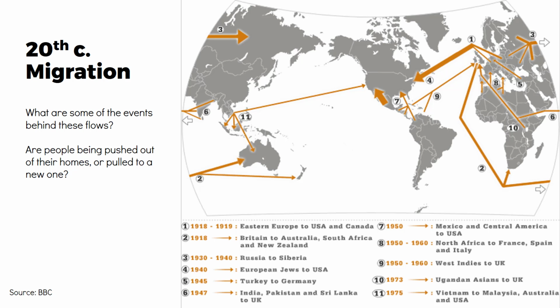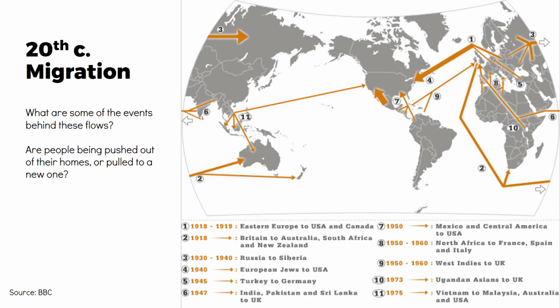Here, let's look at some major migration flows from the 20th century, beginning at the end of World War I, with significant numbers of Eastern Europeans migrating to the US and Canada. Some of these are quite obvious, driven by war or genocide, while others may be more subtle. Some of these are the result of decolonization, as with number 9. Many islands in the West Indies gained independence during this time, and some, nervous about what that might mean for them, chose to head back to the seat of the empire, Britain.